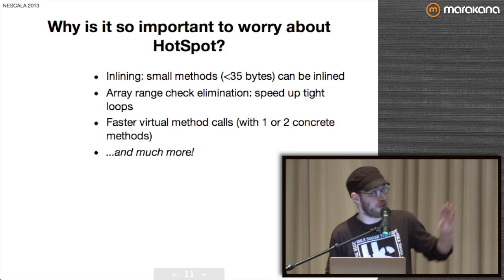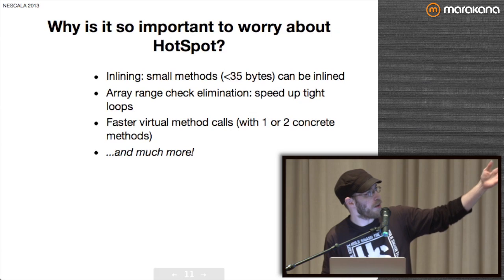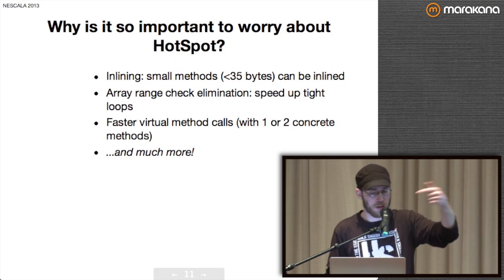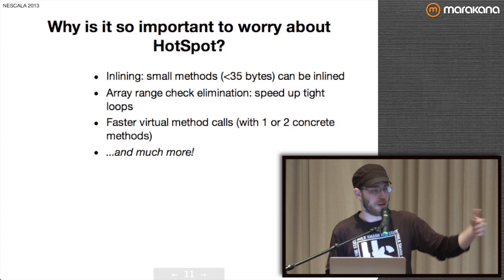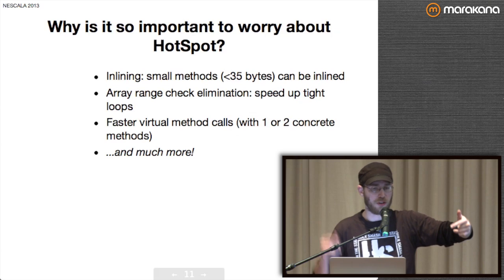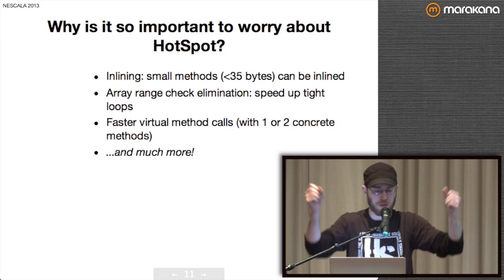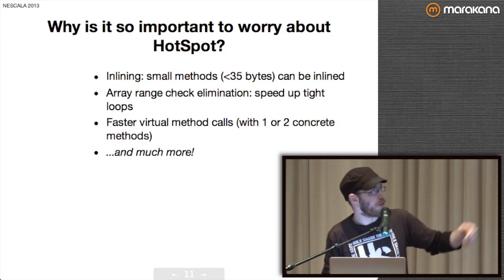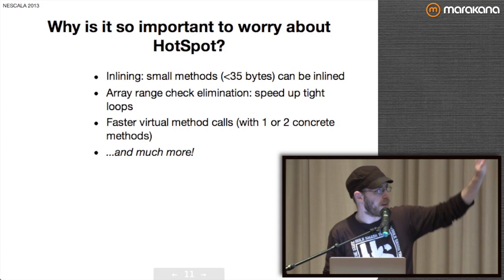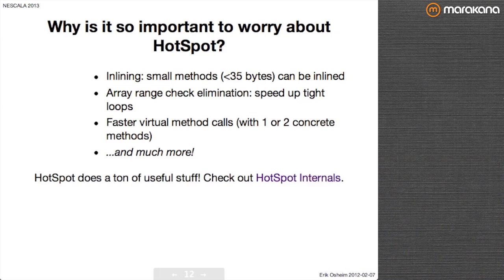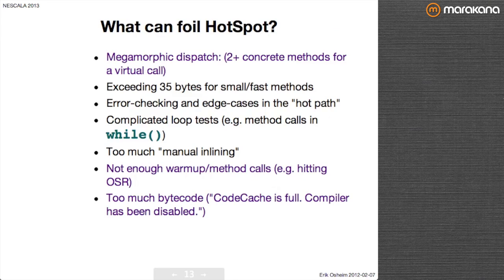Some of the main things it does to make your code faster are inlining small methods to avoid method call overhead, eliminating range checks, so when you're looping through a big array, it doesn't have to check every single time whether it's out of bounds, and optimizing virtual method calls. There's lots of other stuff it does, but I think these are the big ones, and the ones worth checking out. You can see a full list of all the stuff it does. And then I'm going to quickly give you a bird's-eye overview of all the things that can go wrong with this.